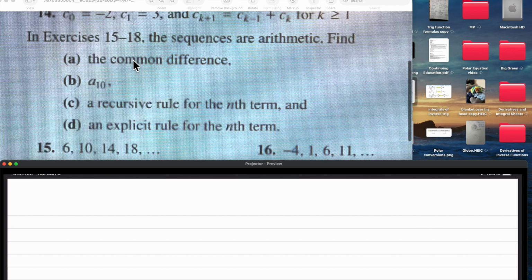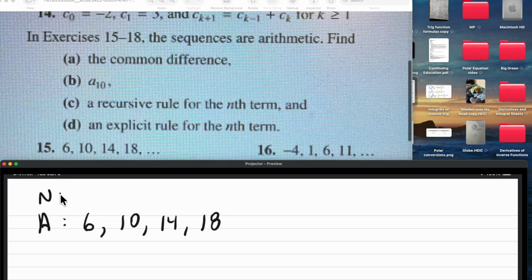We are told that in exercises 15 through 18 that we're dealing with arithmetic sequences, and we're asked to find the common difference, a sub 10, a recursive rule for the nth term, and an explicit rule. So folks, recall that with an arithmetic sequence, we are adding or subtracting as we move along. Okay, and recall that when you're dealing with a sequence, there are two issues. There's a value and there's a position. Okay, the n is the position.